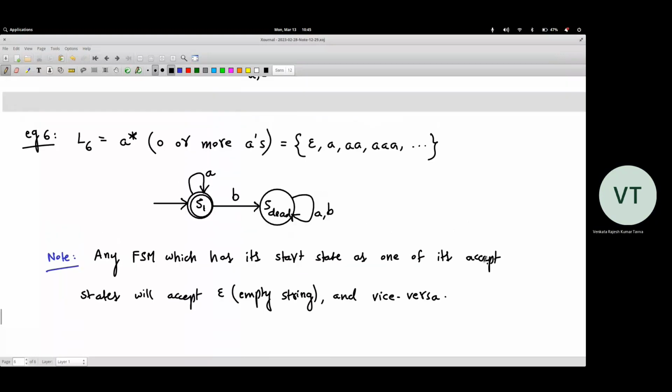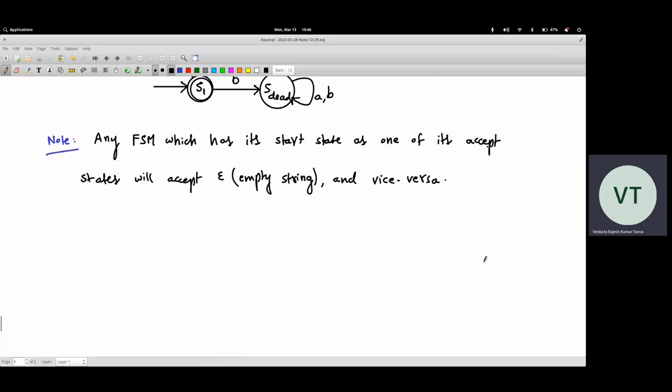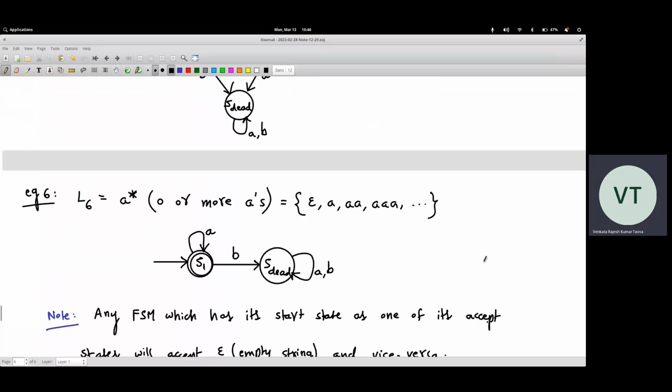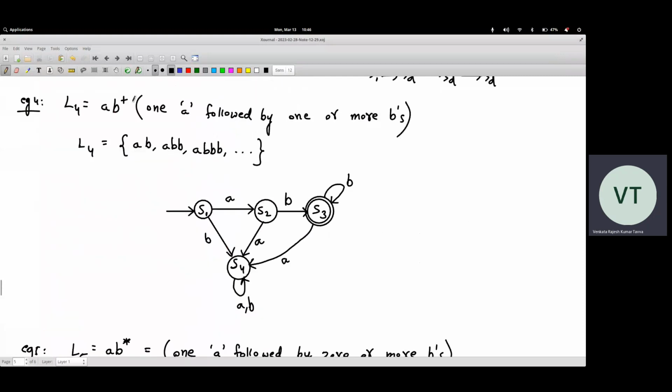So now let's look at a few more examples. But before that, I'll just revisit one example. Suppose you want to accept or recognize a language of the form A, B plus. What does it mean? 1 A followed by one or more B's. So it should accept strings of this form: A B, A B B, A B B B, and so on.